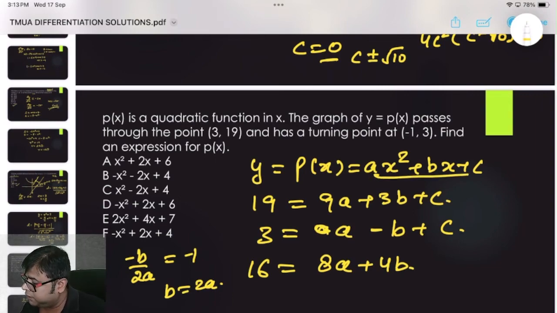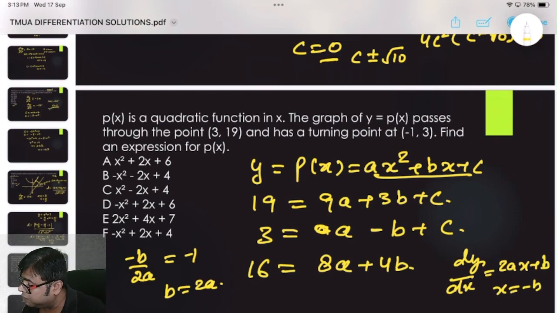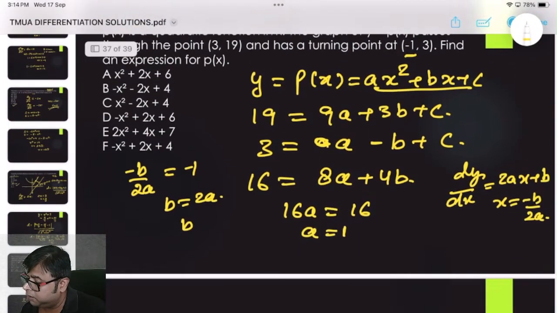So if I differentiate this, dy by dx, I will be getting 2ax plus b. And if I put it equal to 0, x will be minus b by 2a. So minus b by 2a is given to me as turning point as minus 1. So b becomes equal to 2a. The moment I get b equal to 2a, I get 16a equal to 16. So a becomes equal to 1. If a is 1, then b is 2a, so b becomes 2.